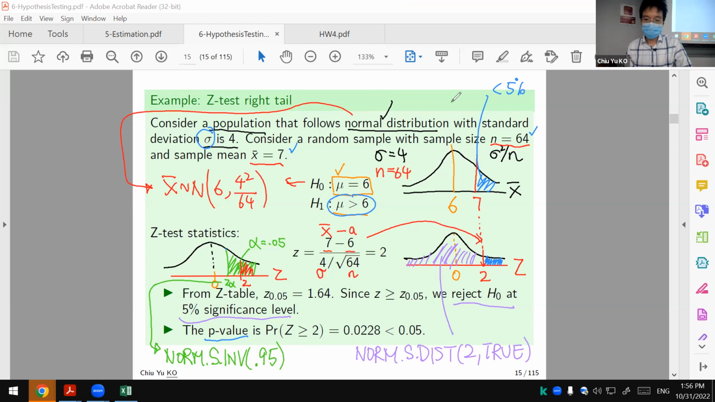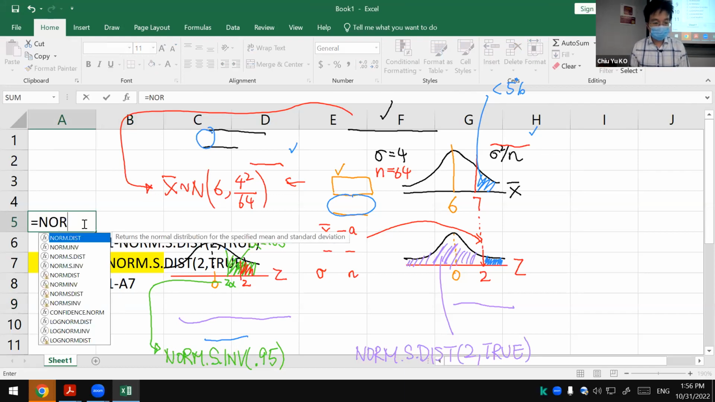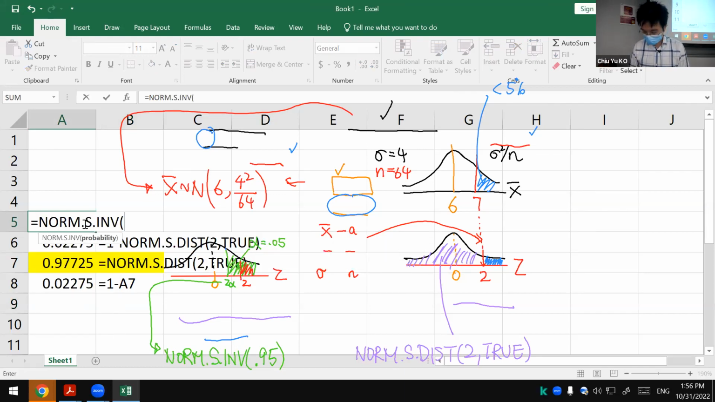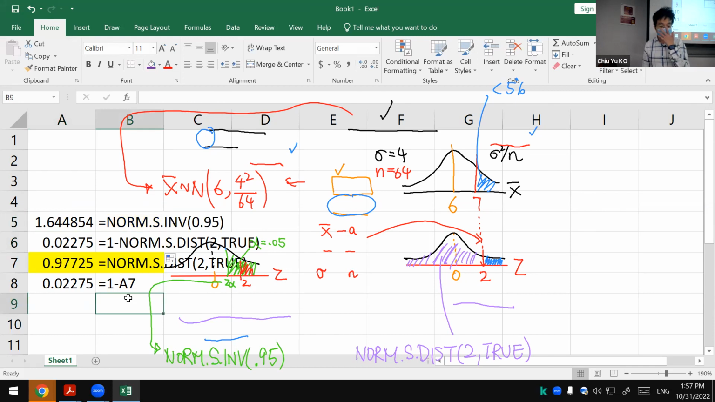And let me do this, NORM.S.INV of 0.95. So this is 1.64. And you can do it, as I said, with that table, which gives you the same thing. Is that clear? Is that clear how you get this?